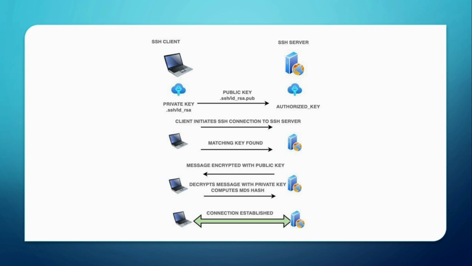In key-based authentication, the client initiates an SSH connection to the SSH server. If the public key and the private key are found to match, the message is encrypted with the public key. Then the server sends the encrypted message to the client. The message is decrypted with the private key using MD5 hashes, and a successful connection is established between the server and the client.